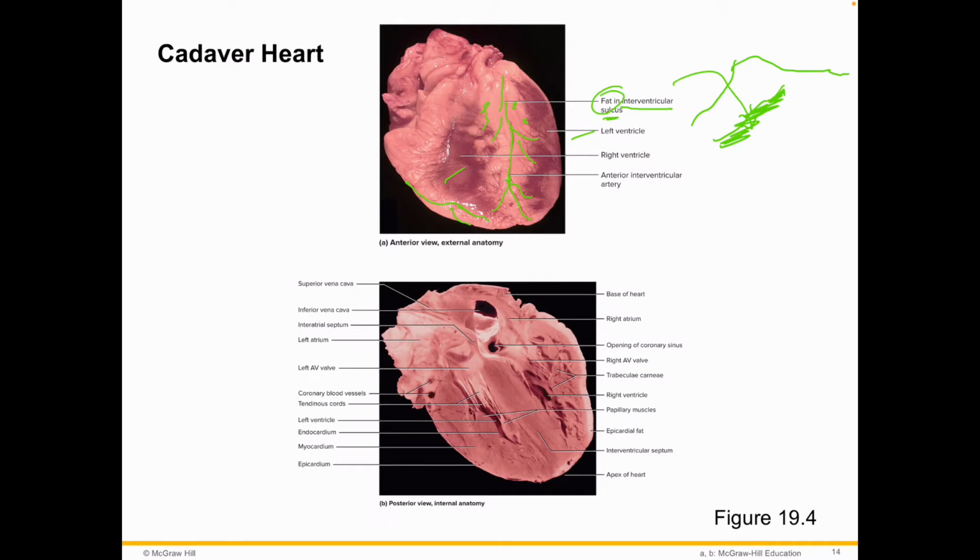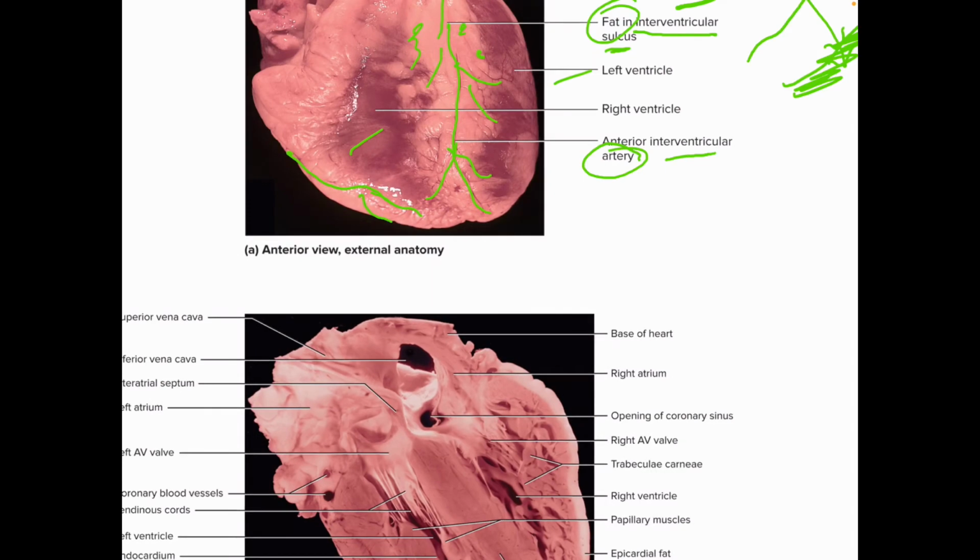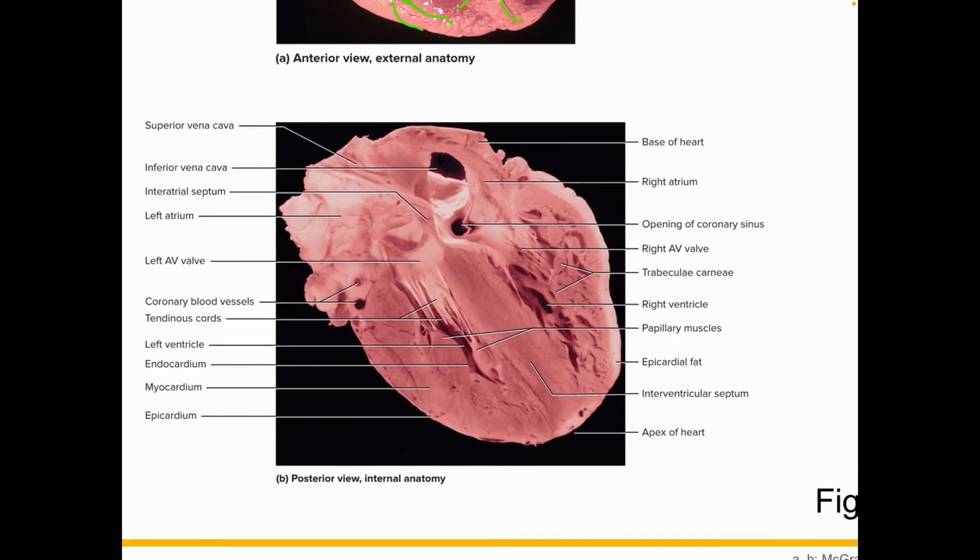The anterior interventricular artery is going to be running down the interventricular sulcus, so that's hopefully helpful. It's an artery bringing fresh oxygenated blood into the muscle of the heart, so it can pump and be happy and healthy. So down here, just stay there.